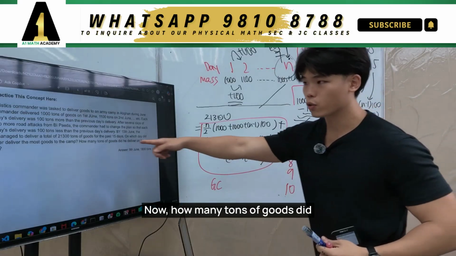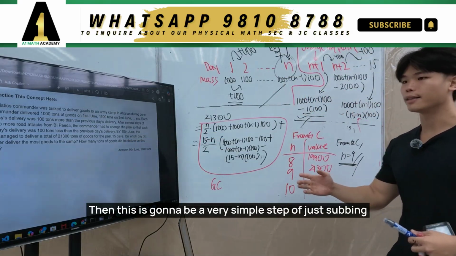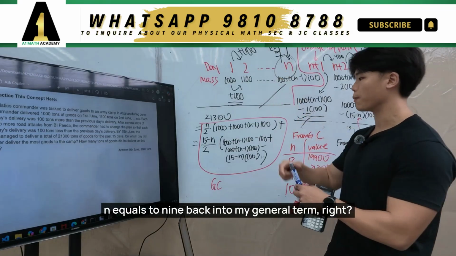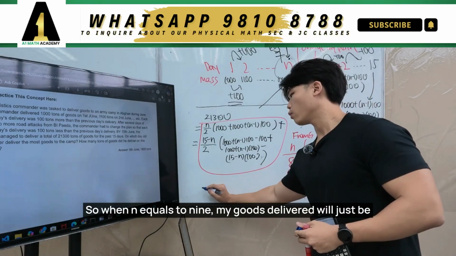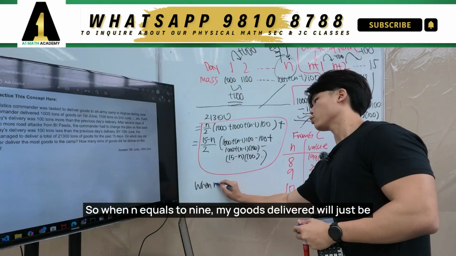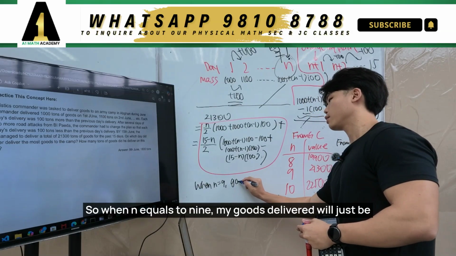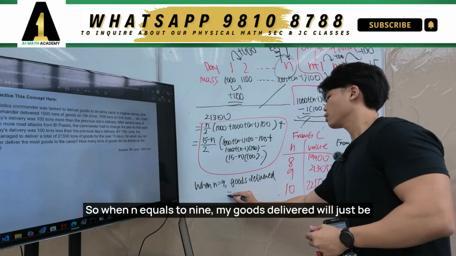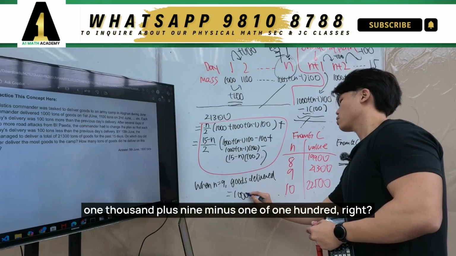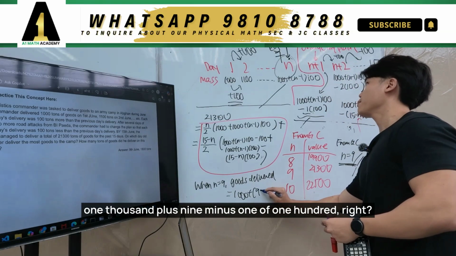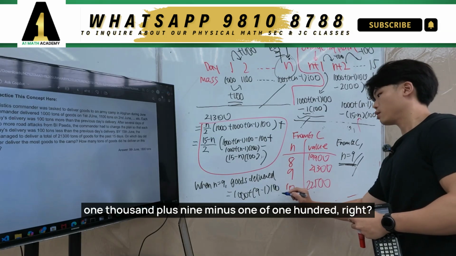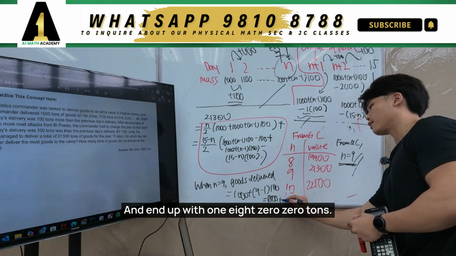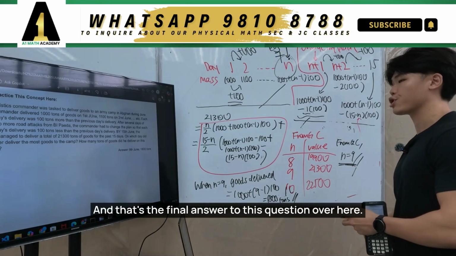Now, how many tons of goods did he deliver on this particular day? Then this is going to be a very simple step of just subbing n equals 9 back into my general term. So when n equals 9, my goods delivered would just be 1000 plus 9 minus 1 of 100, and end up with 1800 tons. And that's the final answer to this question over here.